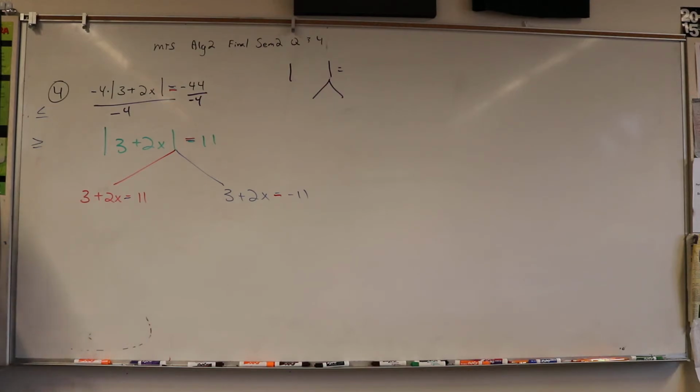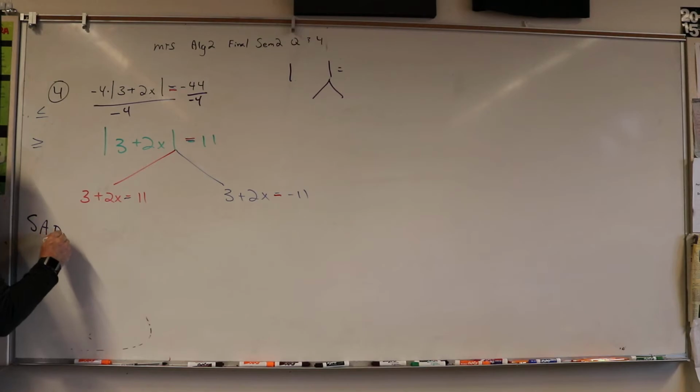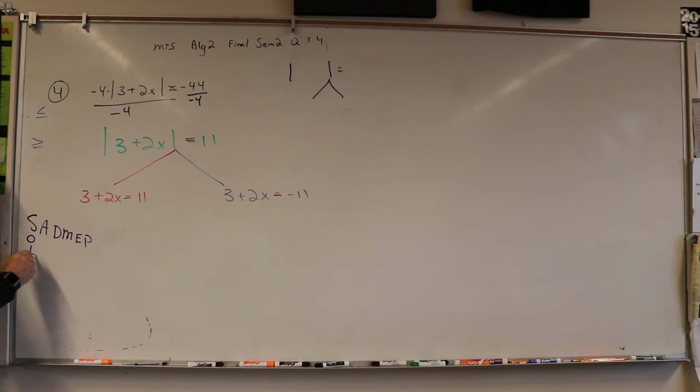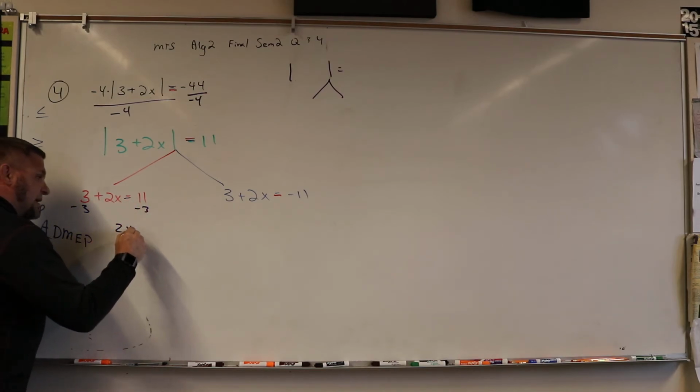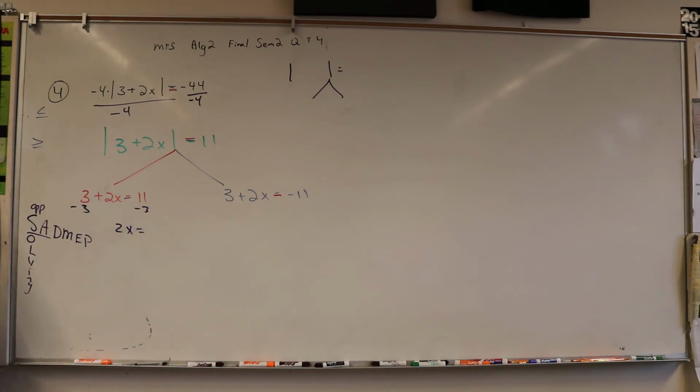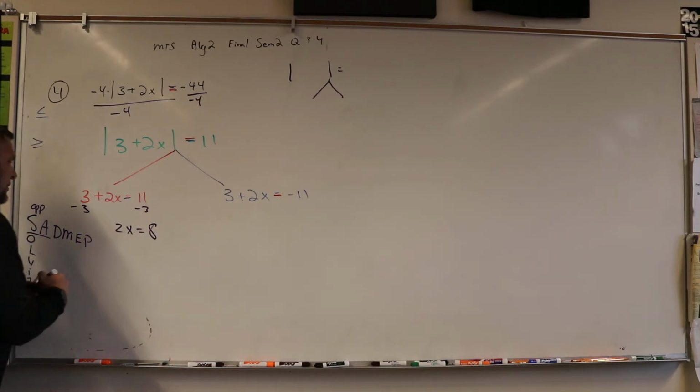So what do we do first? Subtraction. Remember, sad math. Please write this down. If you're having trouble with the solving, okay? Sad math. Subtraction, addition. The OPP. I'm going to explain it. Right? Alright, so opposite. So I get 2x is equal to what? 8. And then what? Divide. What do I get? 4.